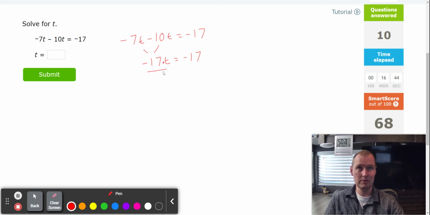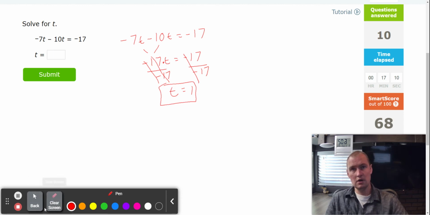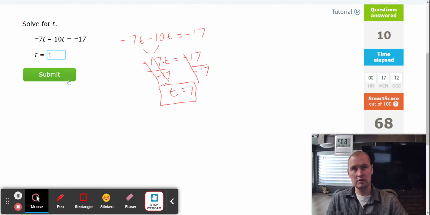Why? Because the opposite of multiply is divide by negative 17. And if I divide negative 17 on the left side, you got to divide by negative 17 on the right side. So therefore, negatives are out, 17s are out. t equals, negative divided by negative cancels out, 17 divided by 17 is 1. So t equals 1. All right, so t equals 1.